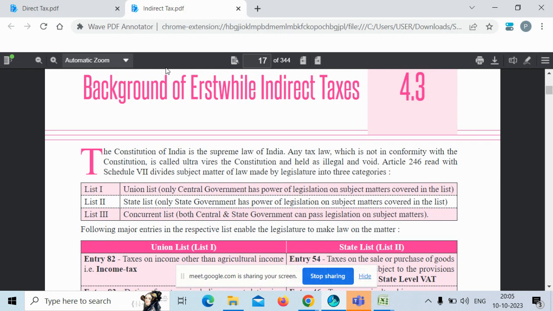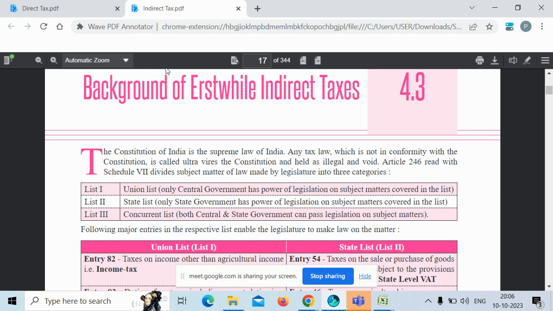Now they are taking us to the history of indirect taxation. A little background they are covering here. It is very interesting. The Constitution of India is the supreme law of India. Nothing stands above it. Any tax law which is not in conformity with the constitution is called ultra vires. I am not obeying that rule. Any tax law which is not in conformity with the constitution is held as illegal and void.